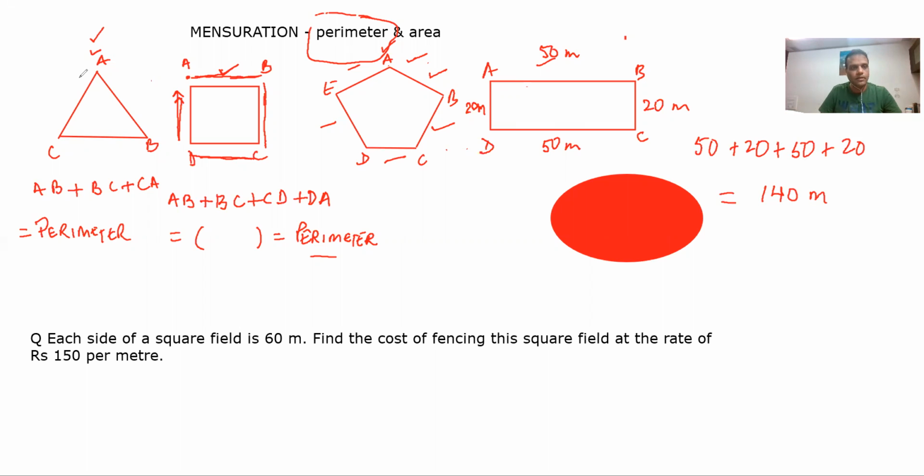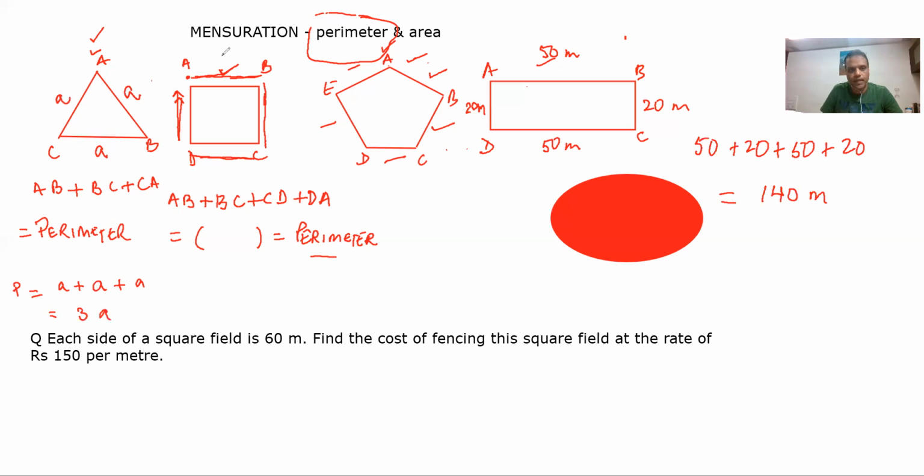Now, they can say the shape is an equilateral triangle. Then if this side is A, this side is also A, and the third side is also A, because the meaning of equilateral triangle is that all the sides are the same. So the perimeter of a triangle where the sides are equal is A plus A plus A, which is equal to 3A.